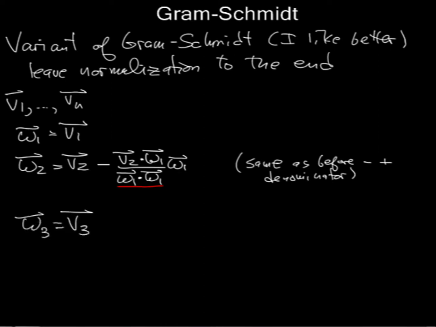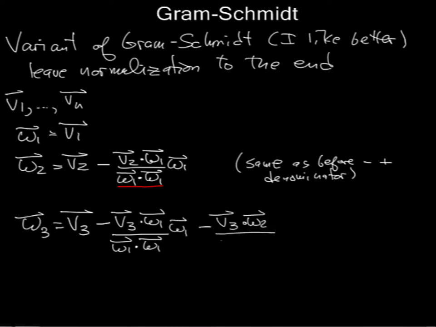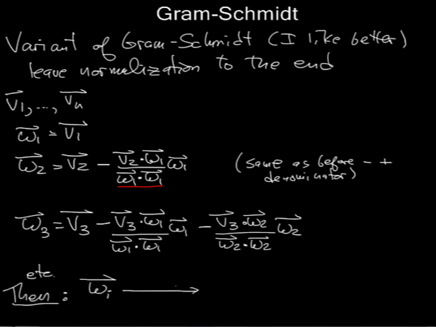And then you take w3 as v3 minus (v3·w1 over w1·w1) times w1 minus (v3·w2 over the length of w2 squared) times w2, and so on. So what this does is it gives you a bunch of orthogonal vectors. The wi's are all orthogonal, and then at the very end you normalize them to get the qi's. And that saves you some trouble. Okay, so I'll do some examples of that in class.